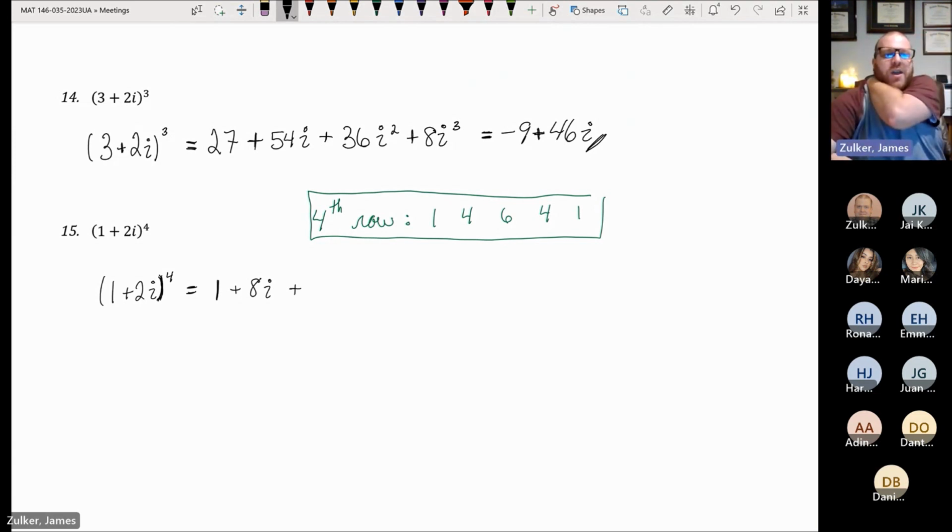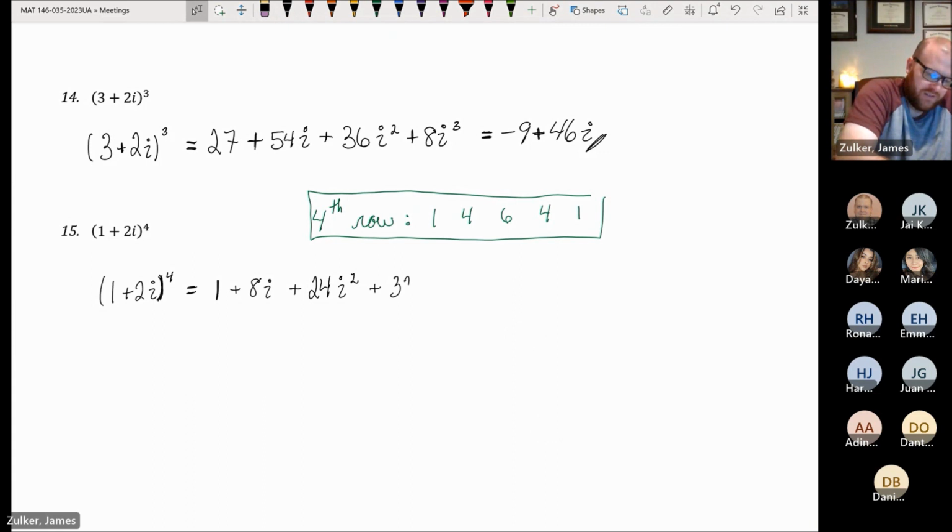Plus 1 squared times 2i squared. 4i squared times 6. 24i squared. Plus 1 times 2i cubed. That's 8i cubed times 4. 32i cubed. Finally, 2i to the 4th is 16i to the 4th, and then times 1. There's that expansion.